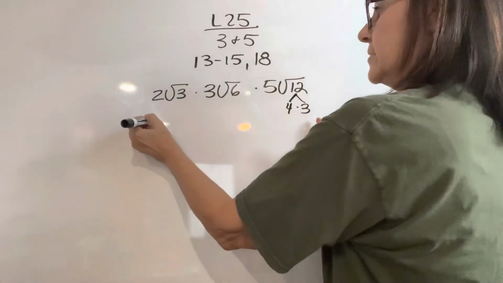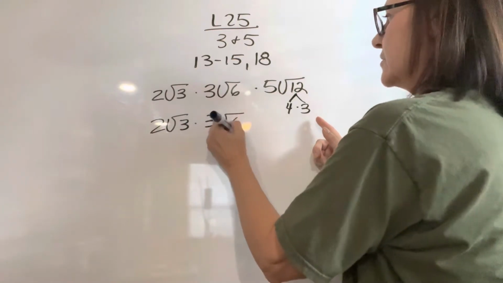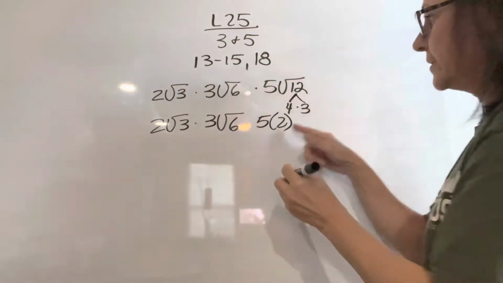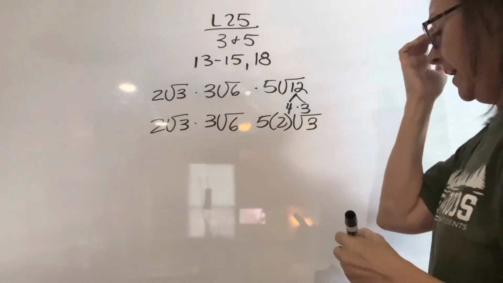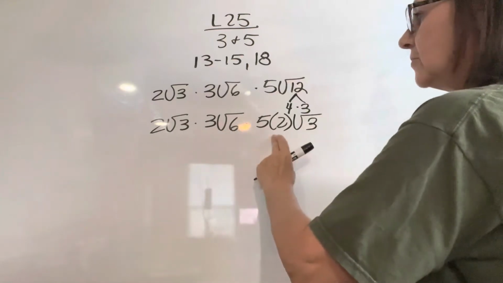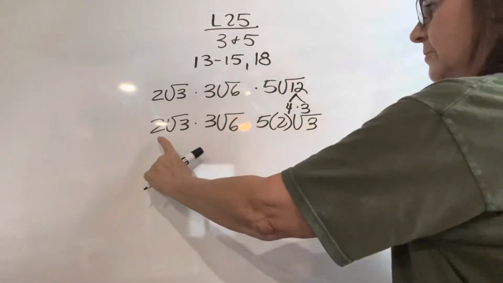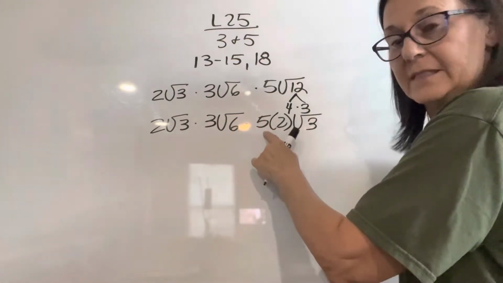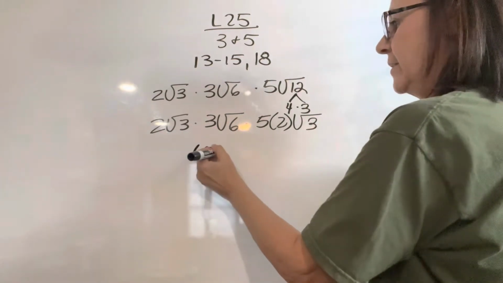So this becomes 2 square root of 3 times 3 square root of 6 times 5 times 2. That's the 4 unsquared. The 3 stays under the radical. Okay? Now you multiply outside the radical and you multiply under the radicals. All right? So we'll do outside. So this is going to be 10. 10 times 6 is 60. All these terms are multiplied.